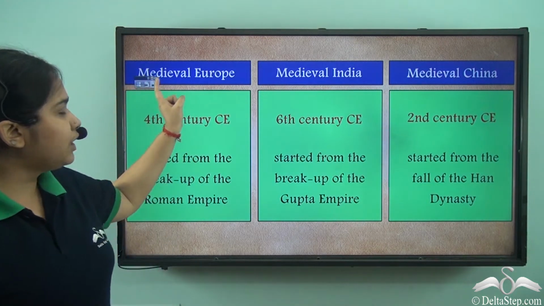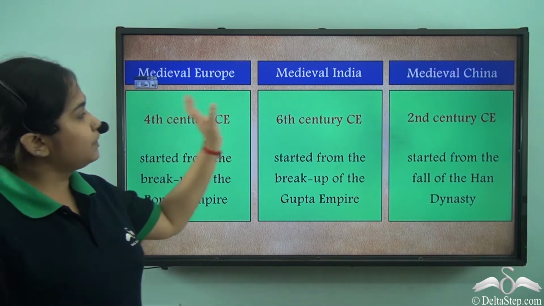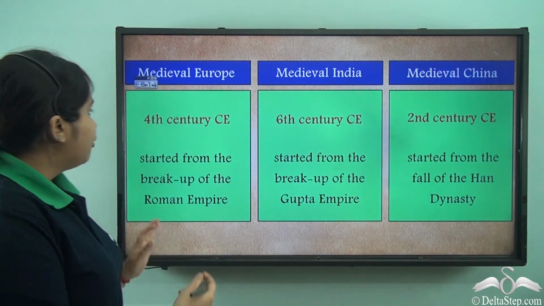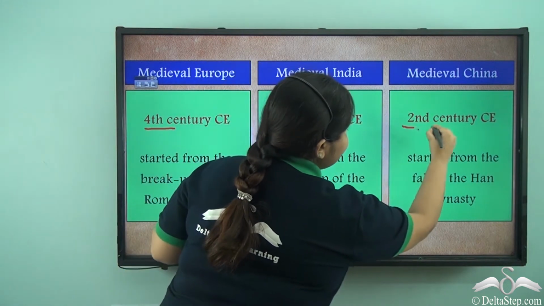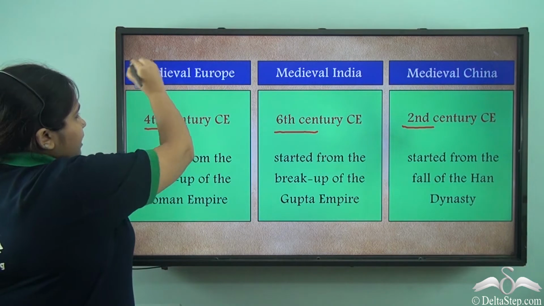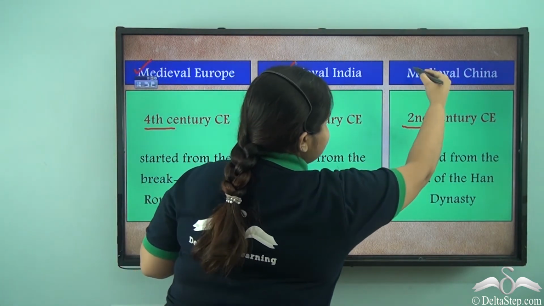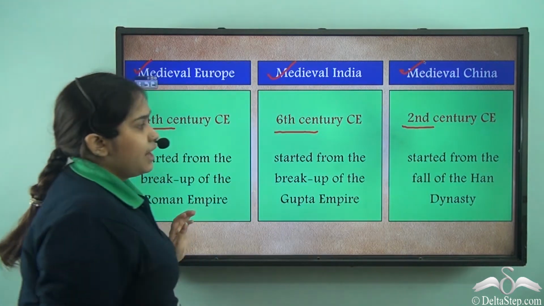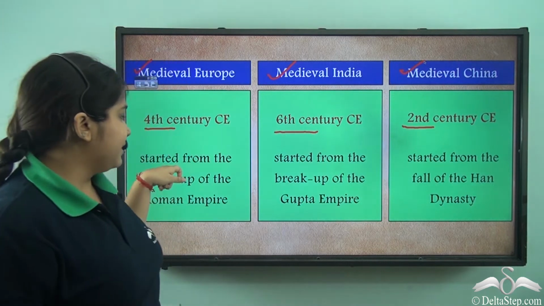Now, if we look at the chart here, then we can see a few dates that have been stated. For example, the 4th century, the 6th century, and the 2nd century, right? So the 4th century is the beginning of medieval Europe, 6th for India, and 2nd for China. But can you locate anything that is common here?